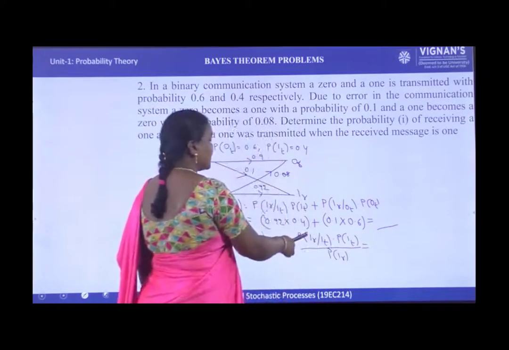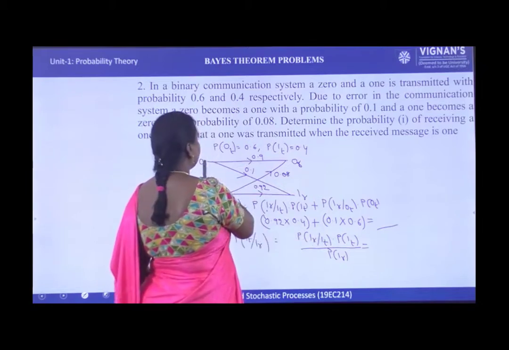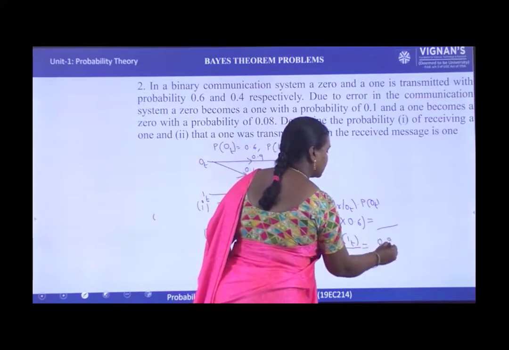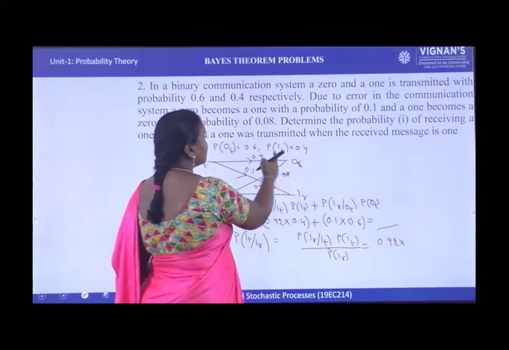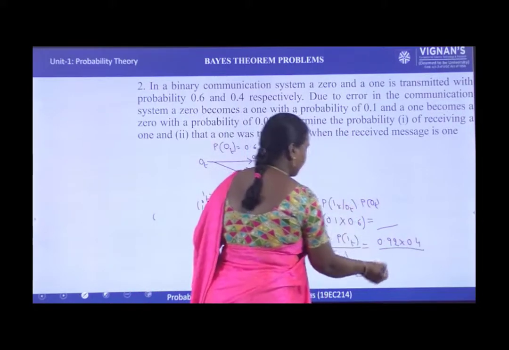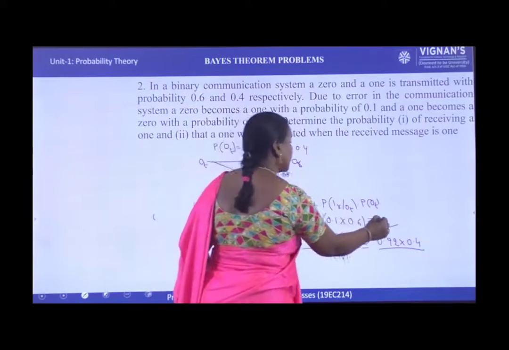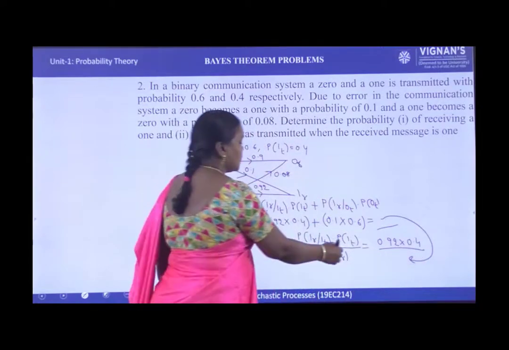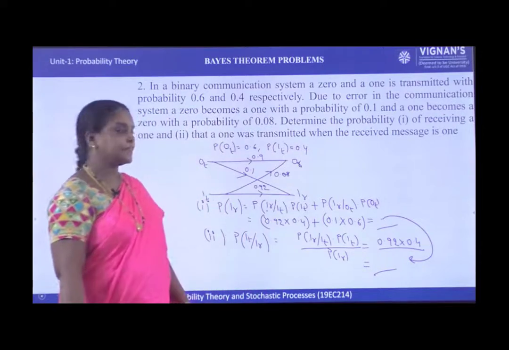Okay, here P of receiving 1 when 1 is transmitted means 0.92 into what is the probability of transmitting 1? 0.4, by whatever the answer you got. Probability of receiving 1 means whatever the answer you got, you substitute here, then you will get the answer. Okay.